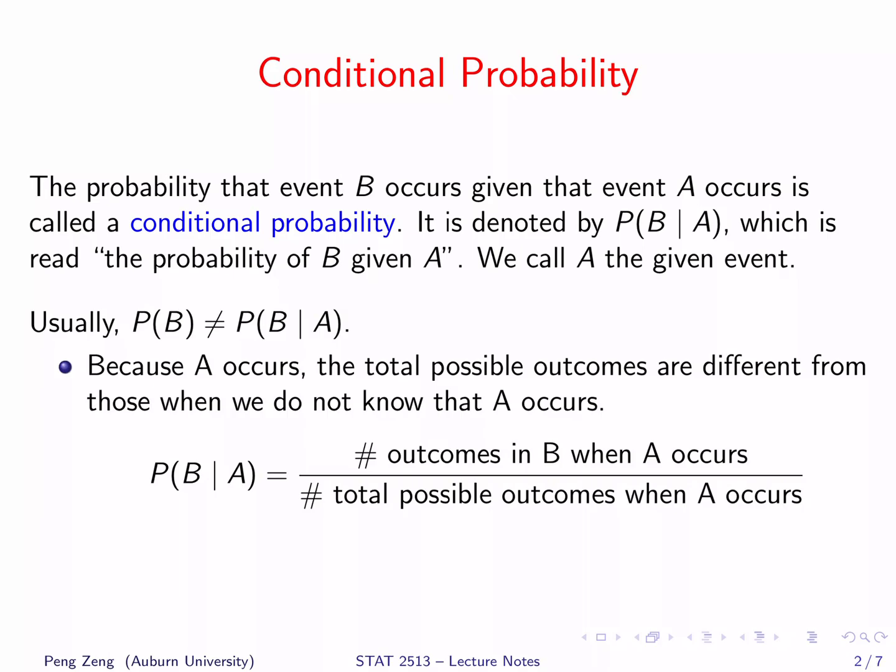The following formula shows how to calculate a conditional probability. It is very similar to how to calculate a probability before. The only difference is that when counting the number of outcomes, we only count those when A occurs.